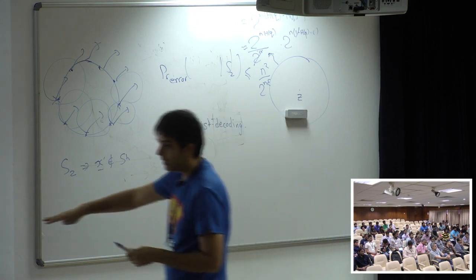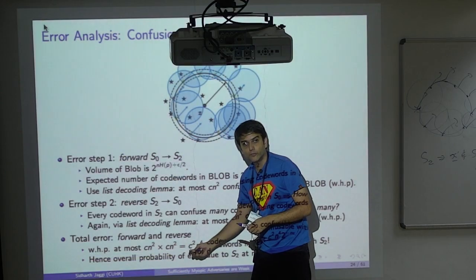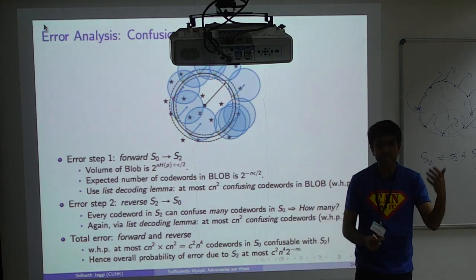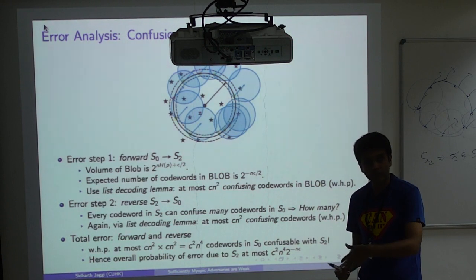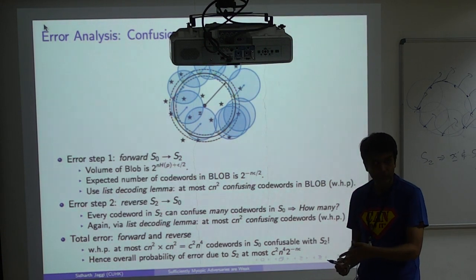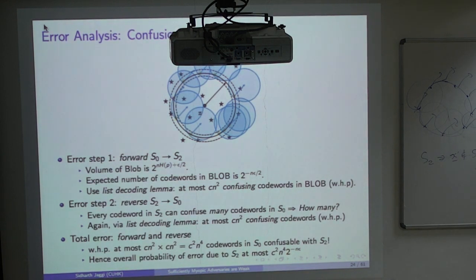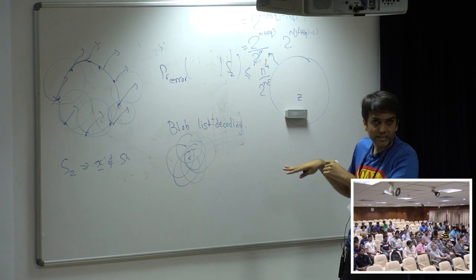So overall, there are at most n squared times n squared confused code words, because there are at most n squared confusing code words. Each of these confusing code words can impact at most n squared confused code words. So overall, n to the 4 confused code words. And therefore the probability of error due to S2 is at most n to the 4 over 2 to the n epsilon. So that vanishes.